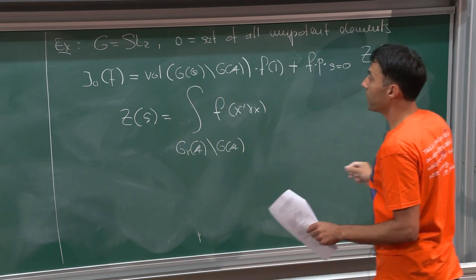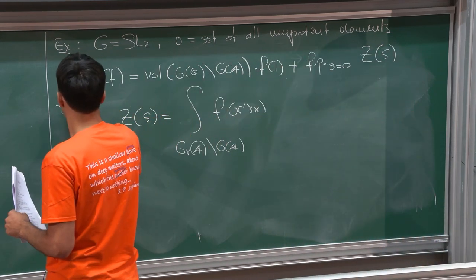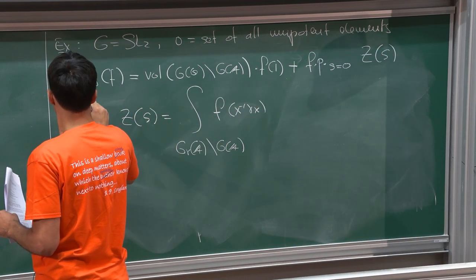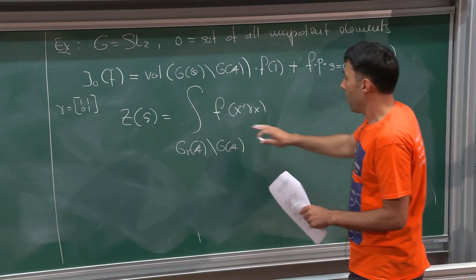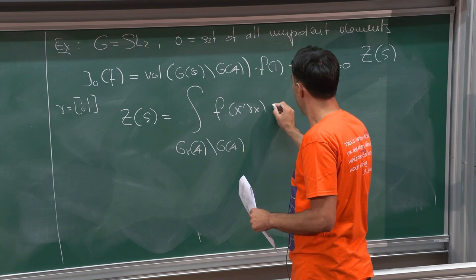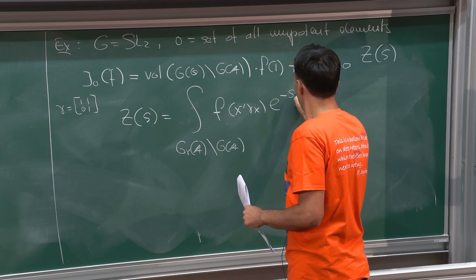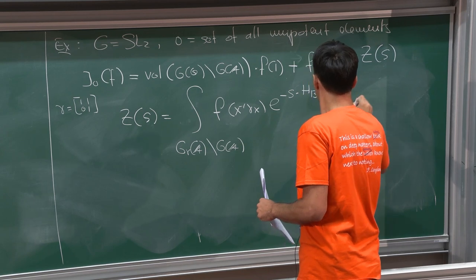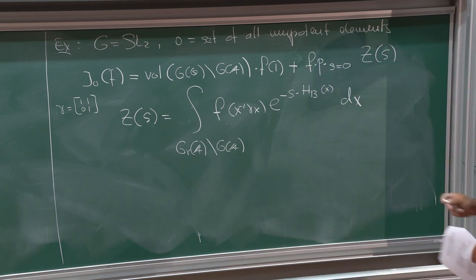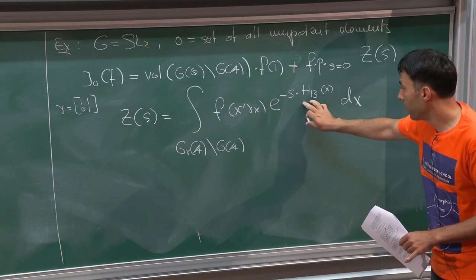I have to tell you what gamma is. Gamma represents, so gamma is this unipotent element. You do this, but you insert something here. So I have to explain what a finite part is and what this is.